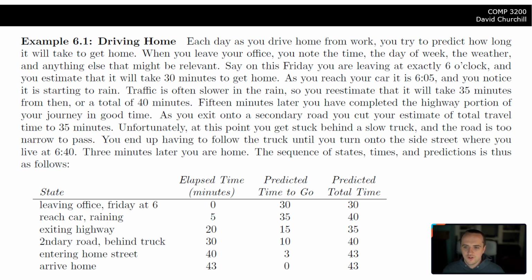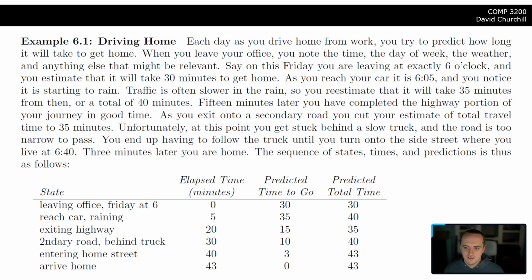So say on Friday, you're leaving at exactly 6 o'clock, and you estimate that it will take 30 minutes to get home. As you reach your car it's 6:05, and you notice that it's starting to rain. Now, you know that traffic is often slower in the rain, so you re-estimate that it will take 35 minutes from then, or a total of 40 minutes.